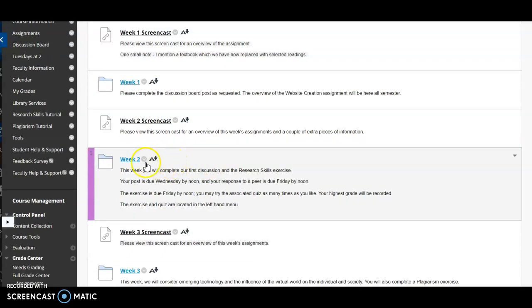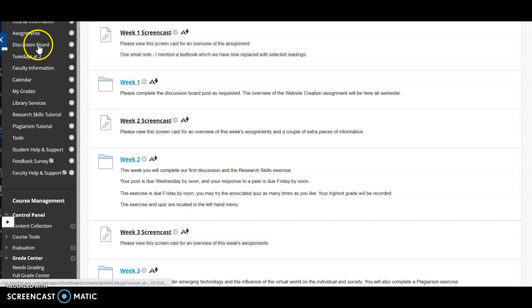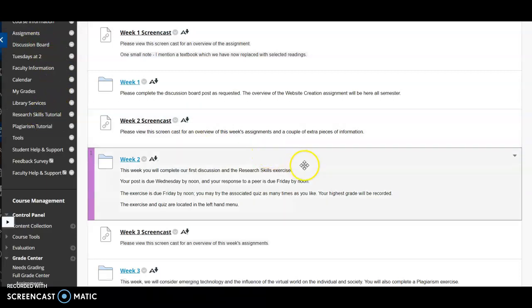You're in the screencast, and so we're just going to jump into the folder. As it says, this week you have 2 things to do. First, this discussion, and then second, the research skills exercise. So you'll need to activate the discussion board there, and then pop down here to the research skills tutorial. But we'll look at that in a minute.